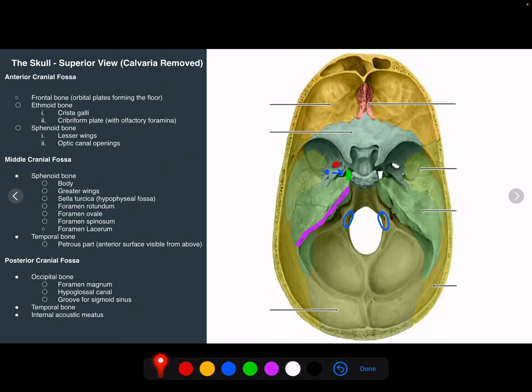Something I didn't mention is also going to be the IAM, or internal acoustic meatus, and that is going to sit on that petrous portion of the temporal bone. And similarly, you should be able to find that on all of the skulls in class.